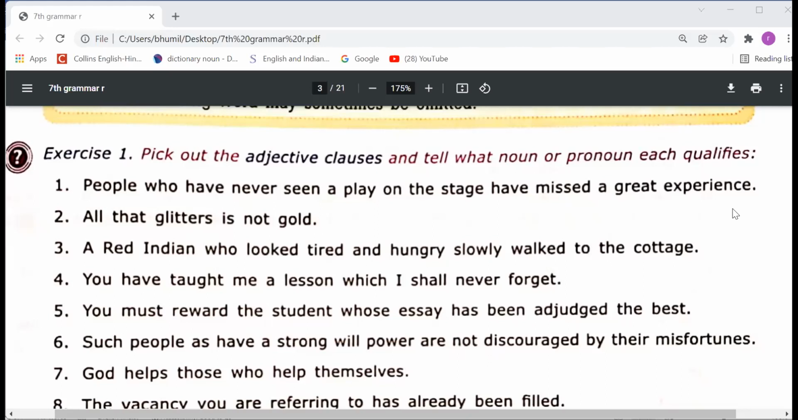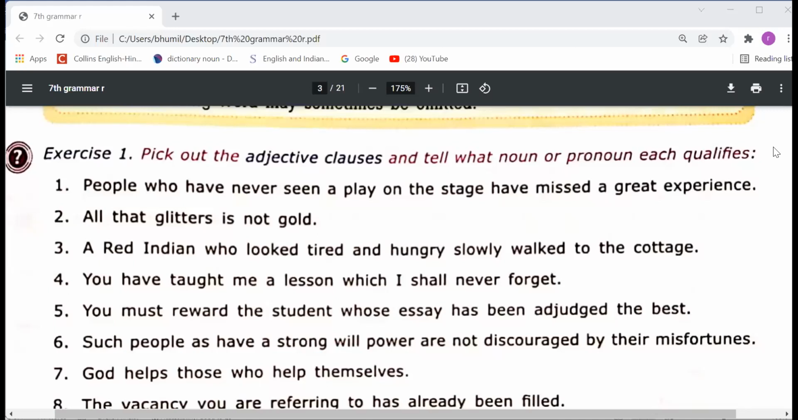So dear students, as you give the answer, please lower down your hand so that I can ask the question from the next students. Okay, next sentence is that you have taught me a lesson which I shall never forget. So what is an adjective clause in this sentence? Nitya, you please tell me. Sir, which I shall never forget. Oh yes, this part is an adjective clause.